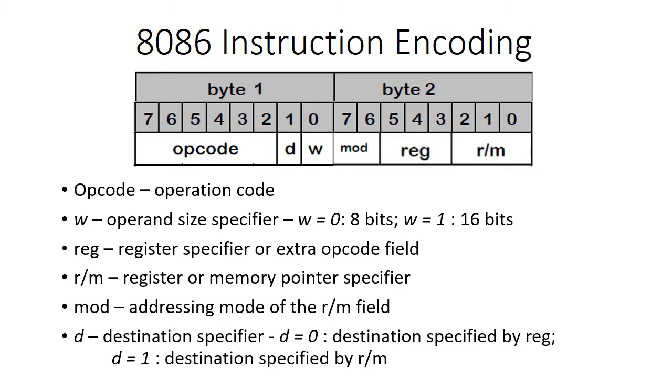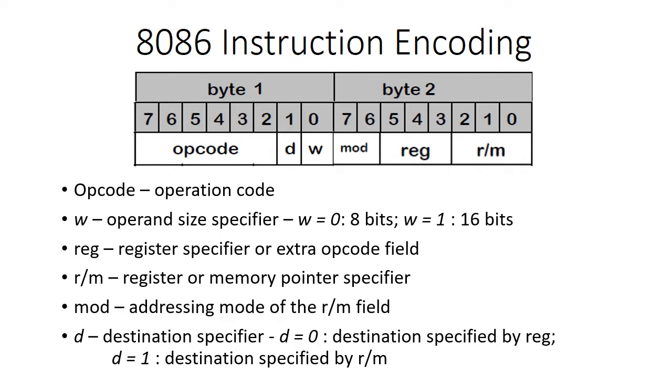Reg and RM are fields that are used to specify the locations of the operands. Since there are 2 fields that specify locations of operands in 8086 instructions, it means 8086 instructions can specify up to 2 different operands. Reg is 3 bits wide and is used to specify a register as the location of one of the operands. Up to 8 different GPRs can be specified by the reg field.